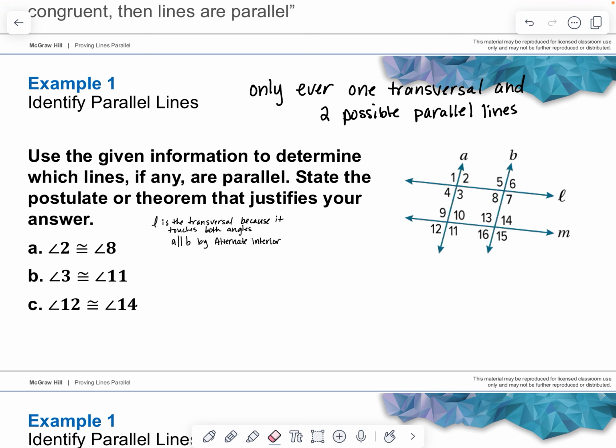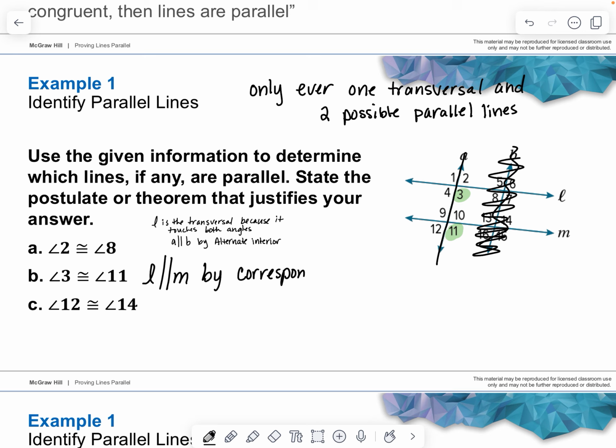3 and 11. 3 and 11 are here and here. So they both touch line A. So that's my transversal, and they both go through L and M. So I'm going to ignore B. It doesn't touch B at all. So it's L parallel to M, maybe, right? What kind of angle pair are they? They're in the same location, so that would be corresponding, by corresponding.